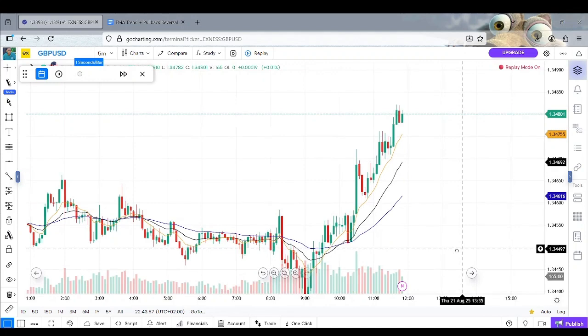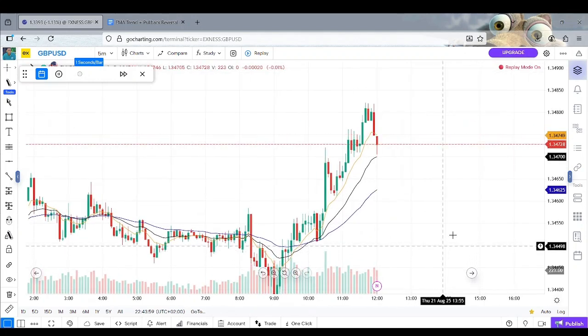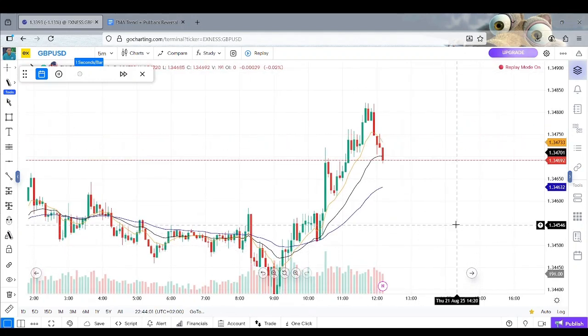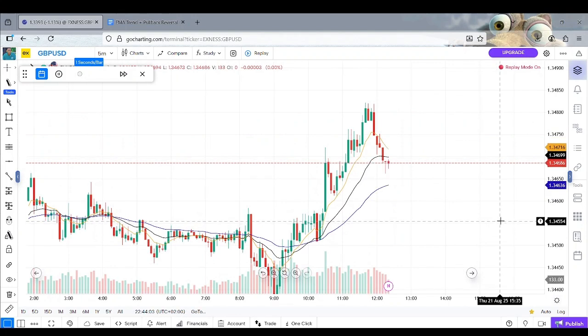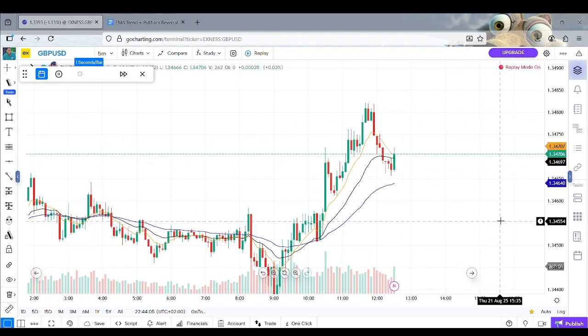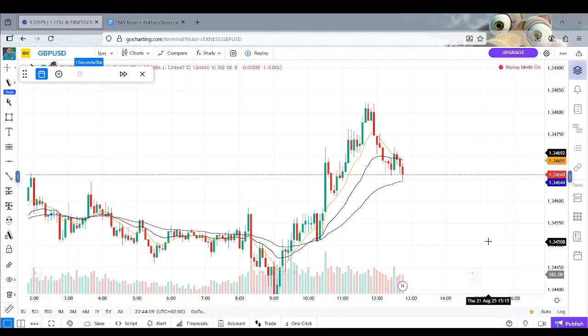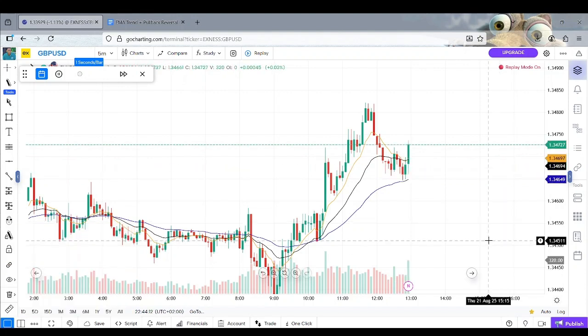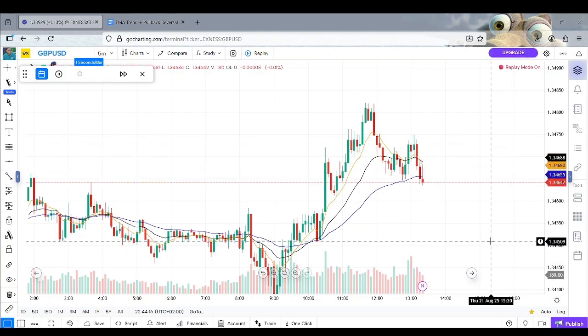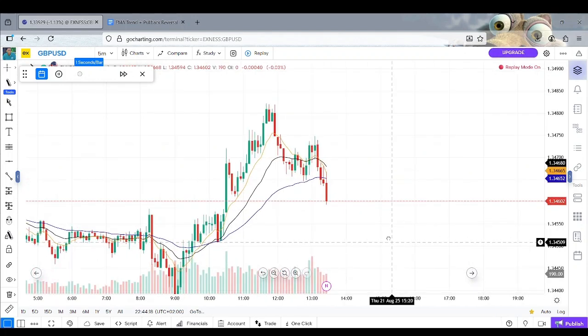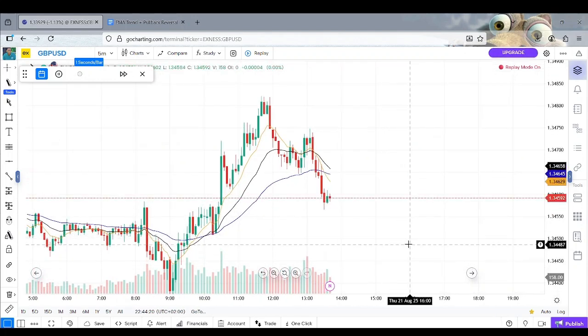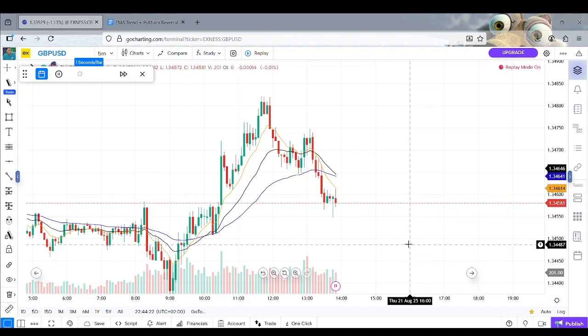And there could have been something. Look at that, we're shifting. Are we? That's just a pullback. That's just a pullback. Okay, now we're shifting bearish.